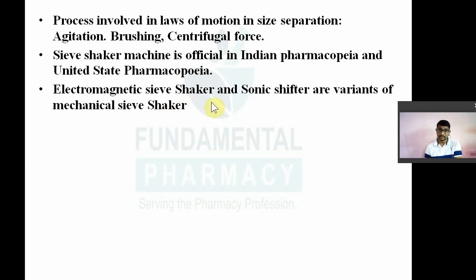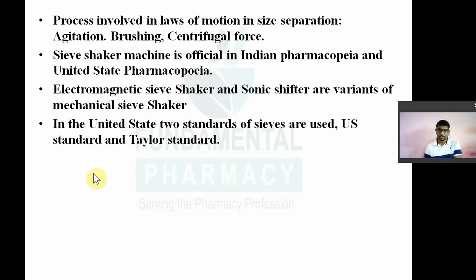Then electromagnetic sieve shaker and sonic shifter are the variants of mechanical sieve shaker. सीव शेकर जो होता है उसमें बहुत सारे सीव्स लगे होते हैं. सीव नंबर 10, 40, 60, 80, 85, 100 और 120 ऐसे सीव अरेंज किए जाते हैं in ascending manner, और उसको शेक किया जाता है मैकेनिकली. That is a mechanical sieve shaker which is official in the Indian market. अब उसका वेरिएंट कौन सा है? इलेक्ट्रोमैग्नेटिक सीव शेकर, then sonic shifter, they are the variants.